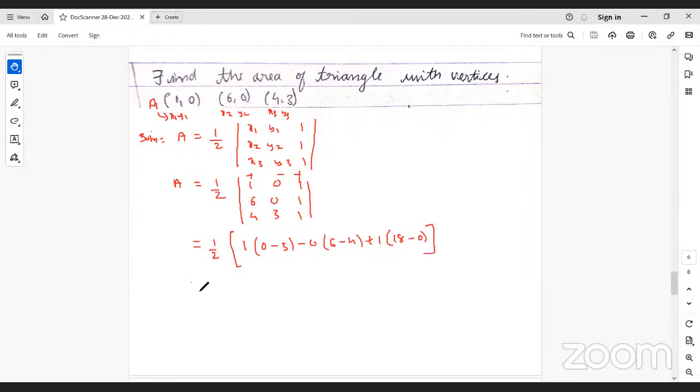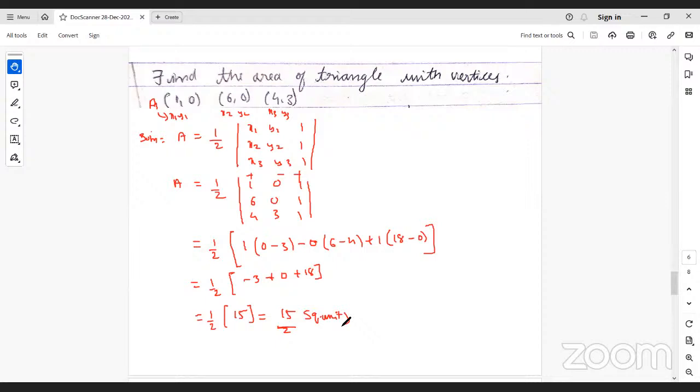On simplifying this, 1 by 2, simplify the bracket: the first will be minus 3, and 0 into any number will be 0, so it will be plus 0, and then 1 into 18 is equal to 18. On simplifying further, we get 1 by 2, 18 minus 3 is 15. So the area will be 15 upon 2 square units. 15 upon 2 square units will be the area of this triangle.